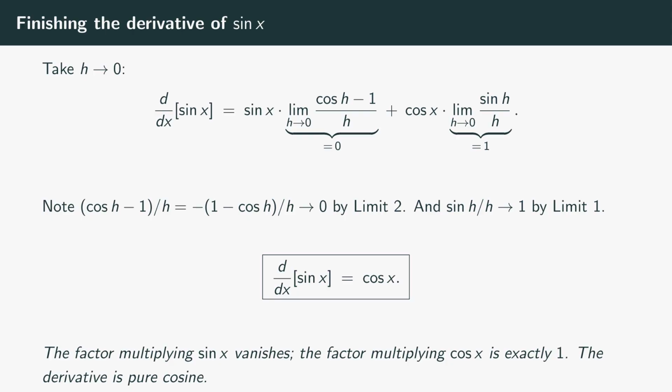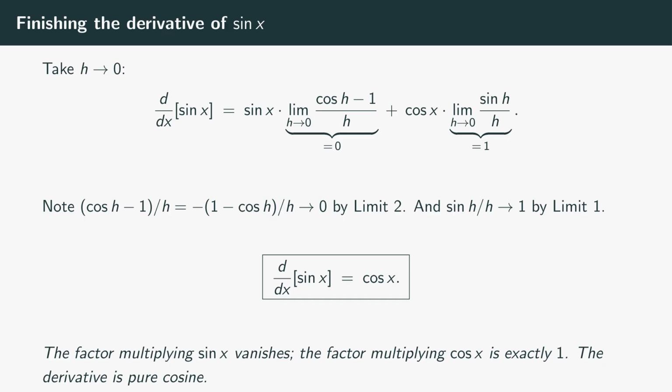Take the limit. Sine x is a constant with respect to h, so it slides outside its limit, same for cosine x. The first limit is the quantity cosine h minus 1 over h. That's just minus 1 times the quantity 1 minus cosine h over h, which by limit 2 goes to minus 1 times 0 equals 0, so the entire first term vanishes.